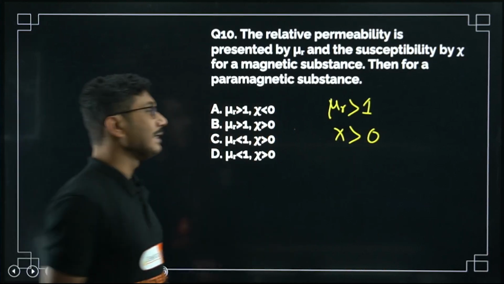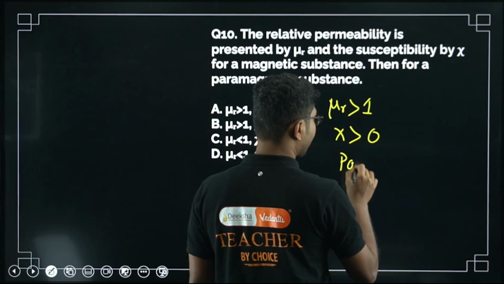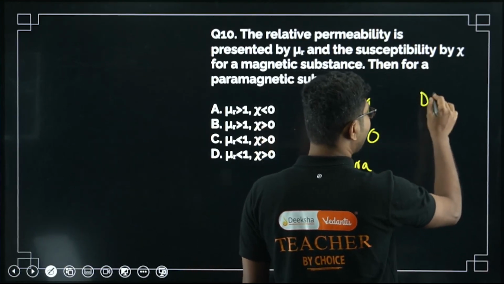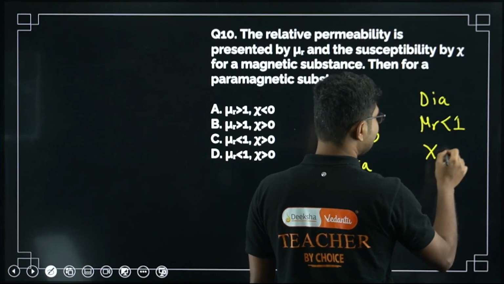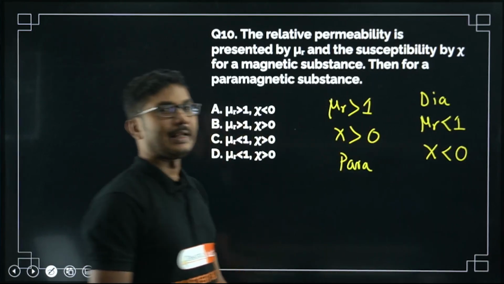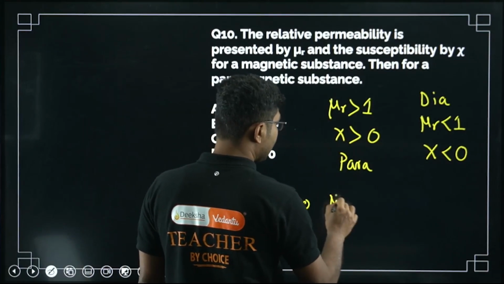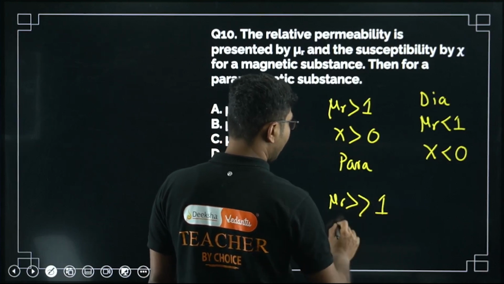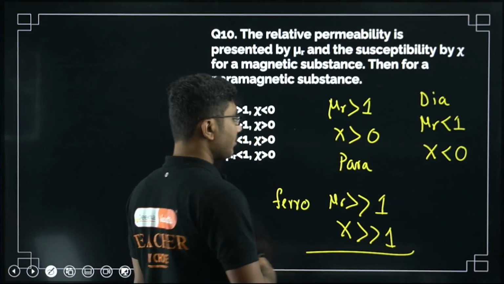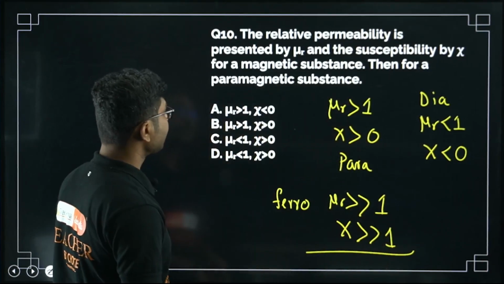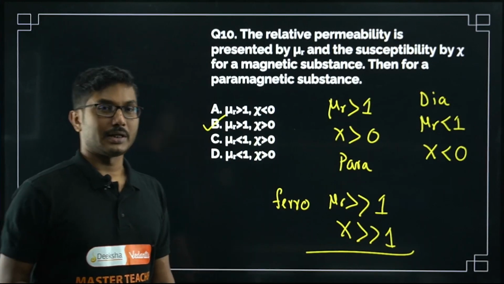For a diamagnetic substance, guess what type of material it is. For a diamagnetic material, mu r is less than 1 and chi is less than 0. So chi is negative. But for a ferromagnet, mu r is very much greater than 1 and obviously chi is also very much greater than 1. So this is the relationship that you have to remember. For a paramagnetic substance, mu r is greater than 1 as well as chi is greater than 0. So this is the answer, both are greater.